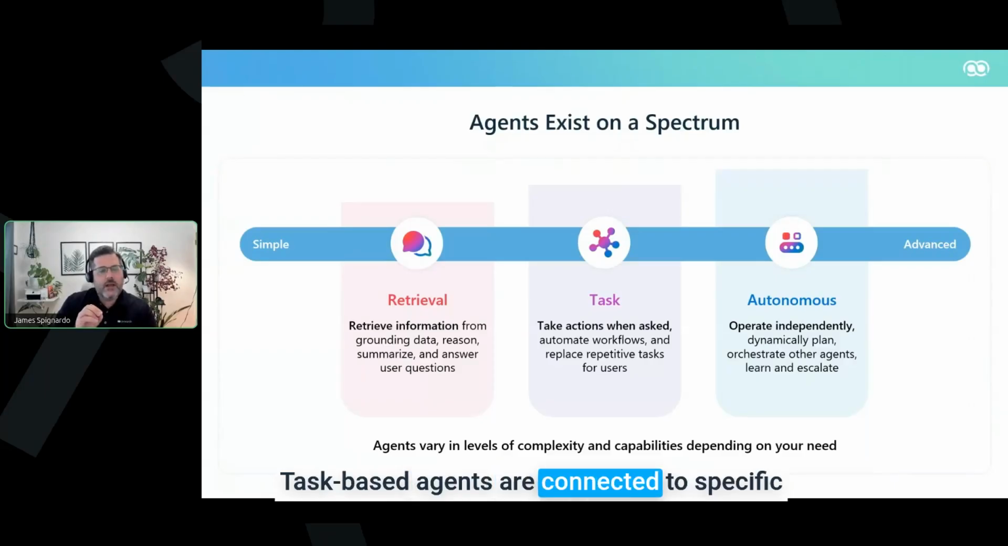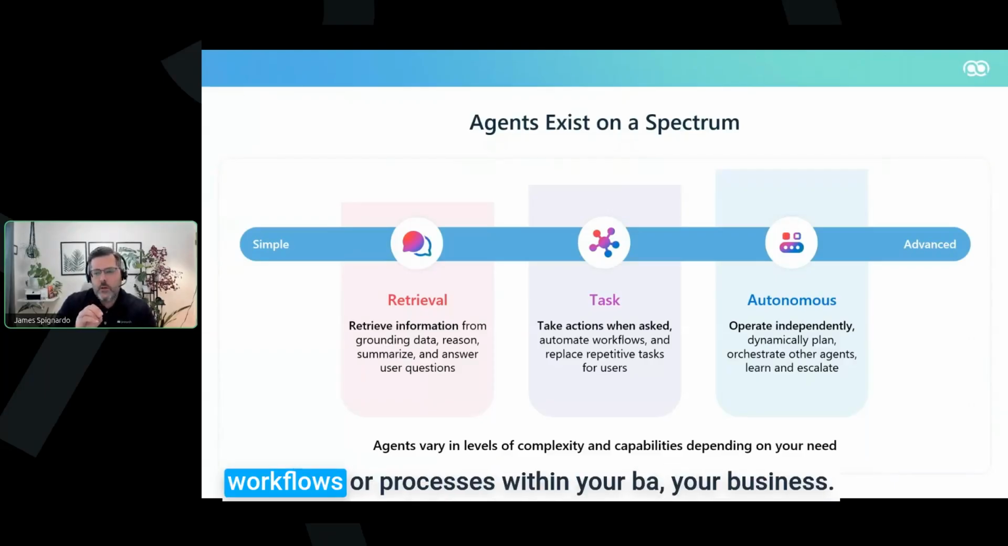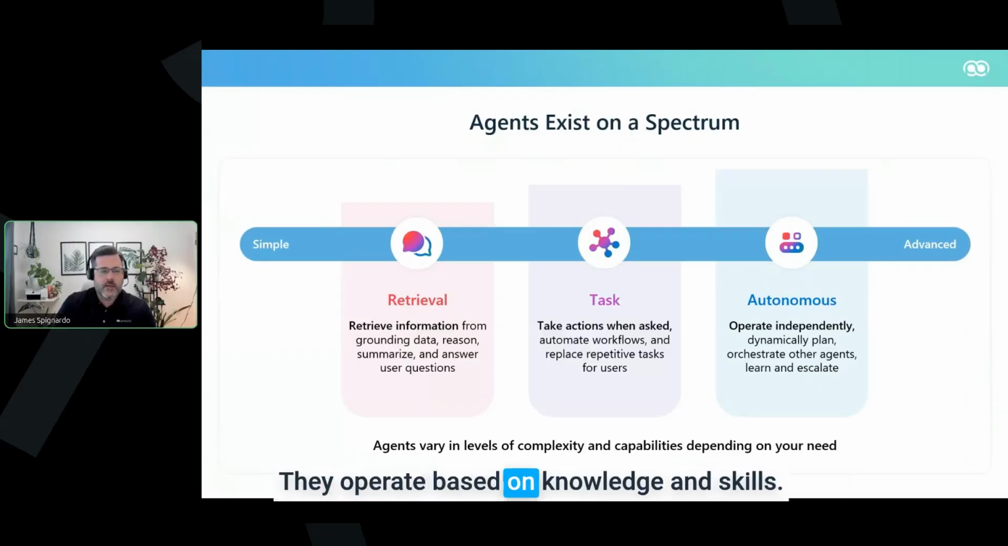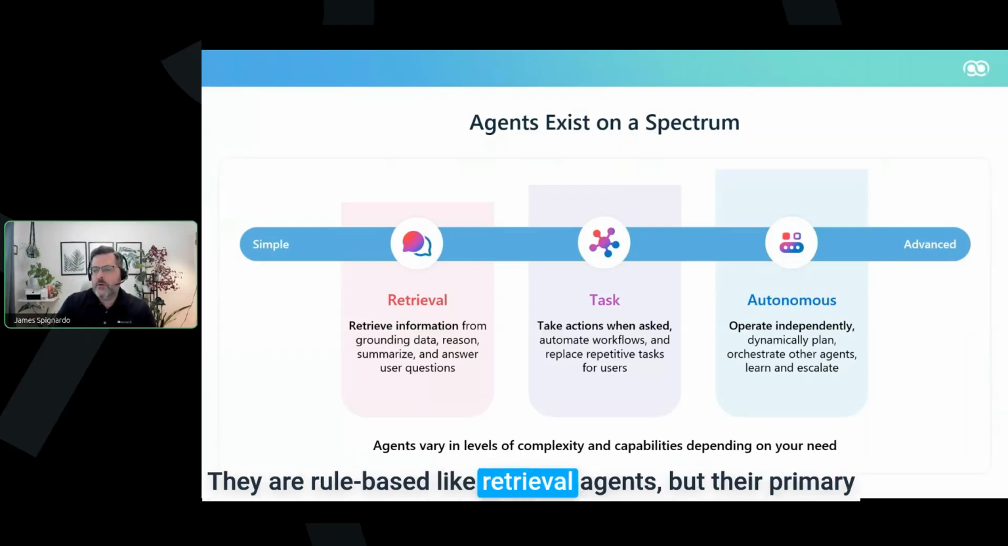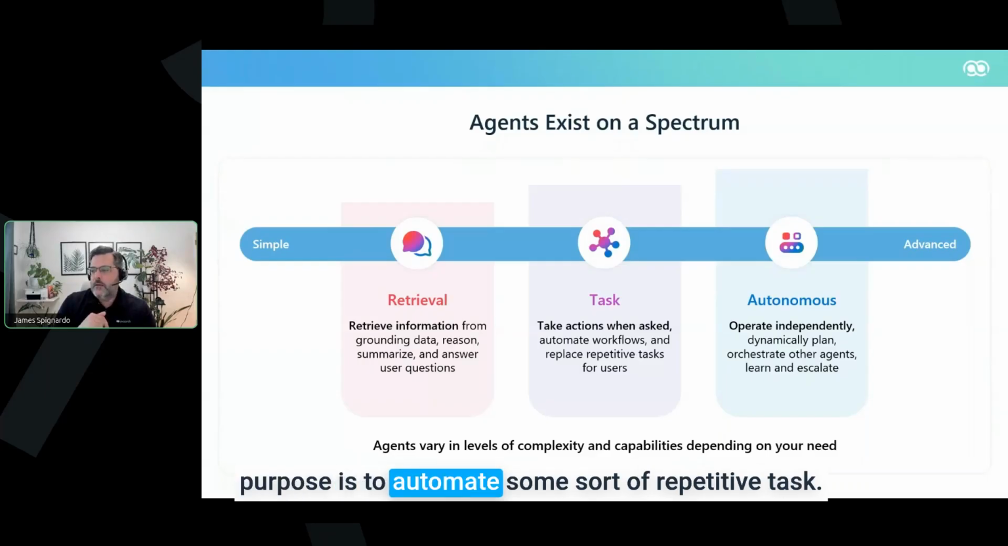Task-based agents are connected to specific workflows or processes within your business. They operate based on knowledge and skills, as we saw from the anatomy of an agent on the last slide. They are rule-based like retrieval agents, but their primary purpose is to automate some sort of repetitive task.